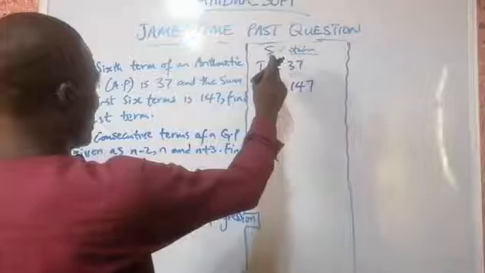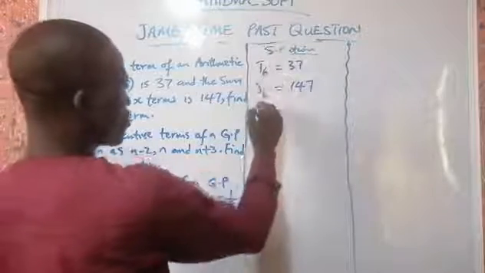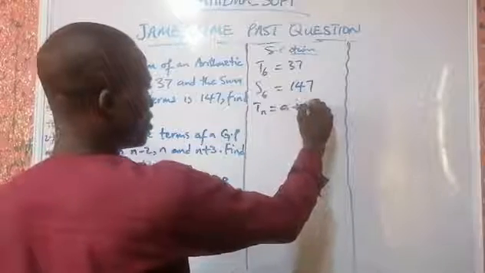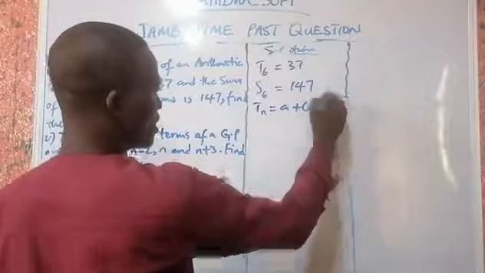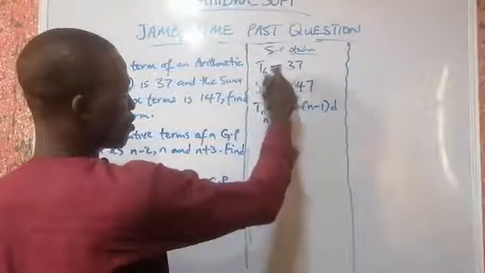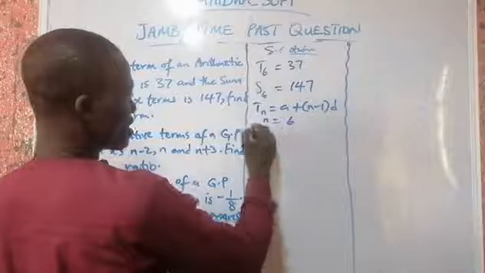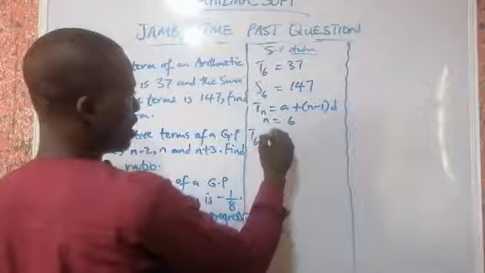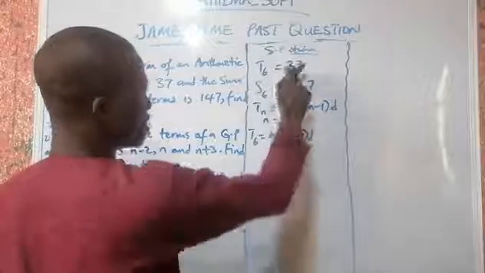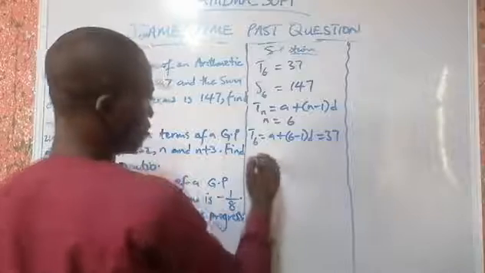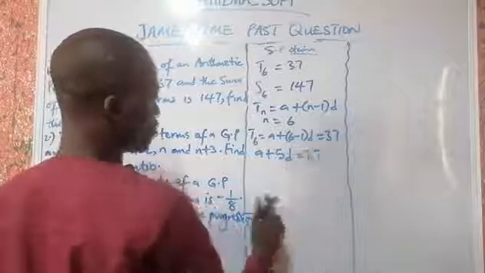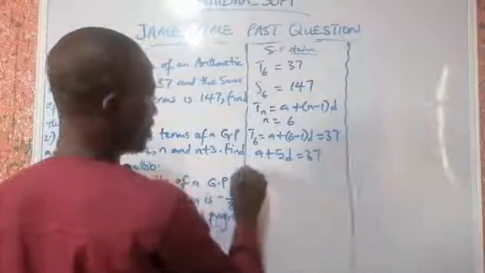We know that our nth term formula is Tn equals a plus n minus 1 bracket d. Now n equals 6, so T6 equals a plus 6 minus 1 bracket d, which equals 37. So we can say a plus 5d equals 37. Let's put this down here.